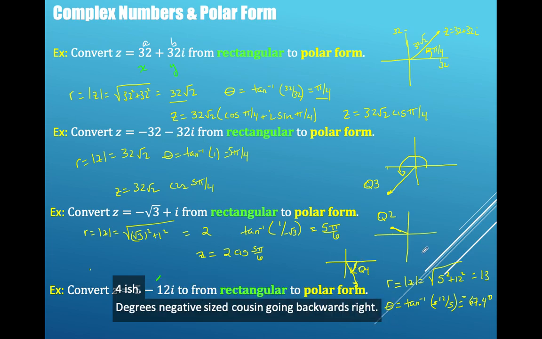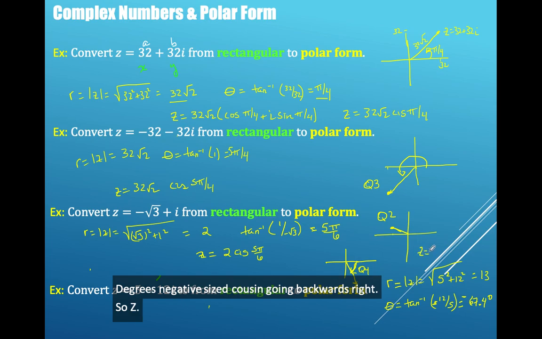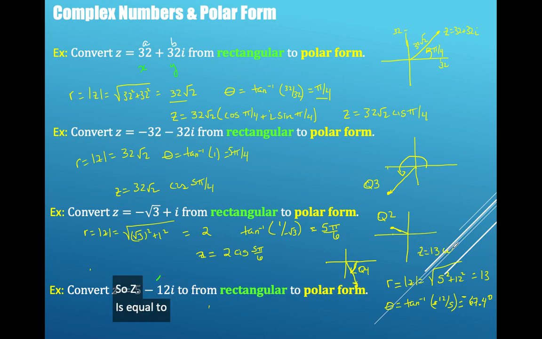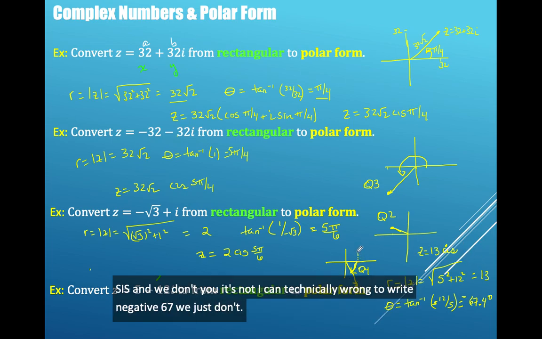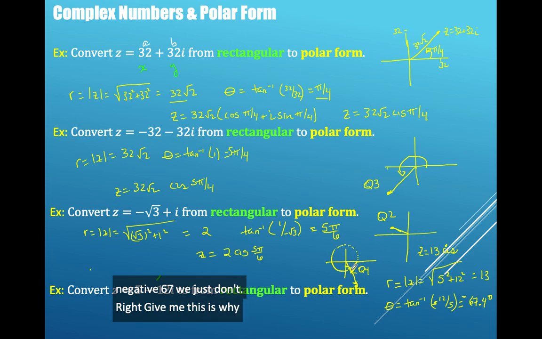So z is equal to 13 cis, and it's not, I guess, technically wrong to write negative 67. We just don't, right? Give me the positive coterminal angle to that, and it's about 293-ish. Just rounded it to the whole number, which is fine for now.